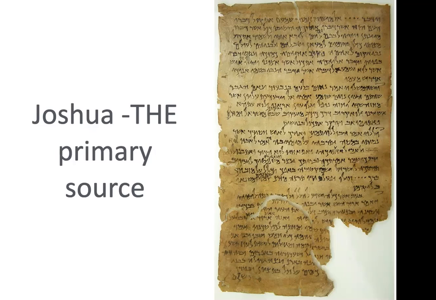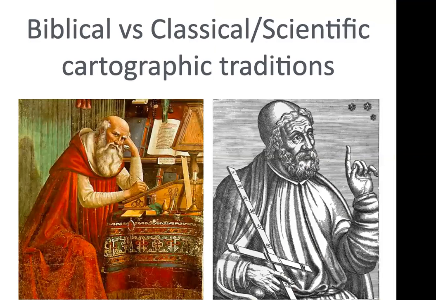As we look at these maps, we're going to be looking at a biblical tradition and a classical or scientific tradition of map making. Sacred texts inspired the map makers to illustrate the topography of their faith. Whether you were Jewish or Christian, this was an important text for you, and understanding the Holy Land and how it related to the biblical stories was important for both faiths and was the source of many of the early maps.